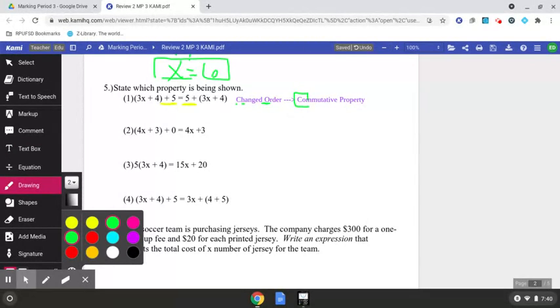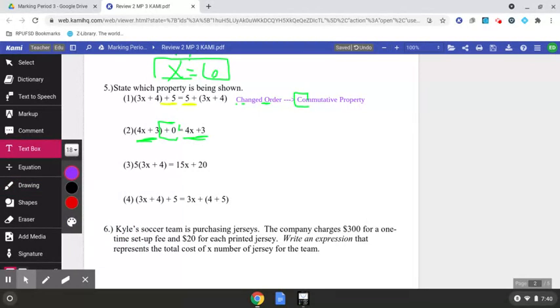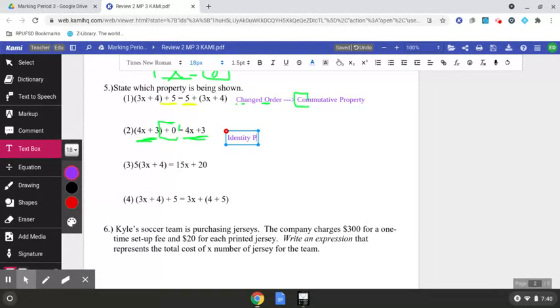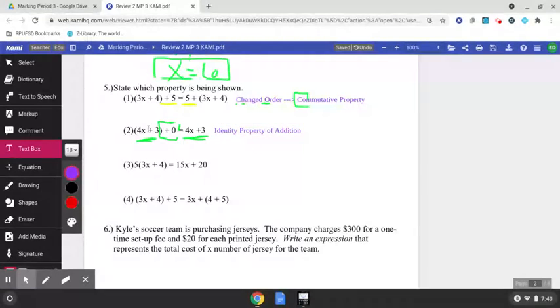The next one, you're adding 0, right? You're adding 0, and you're basically keeping the original the same. The identity is not changing. So this one is actually the identity property of addition. You're adding 0, and you're keeping the identity of the initial term the same.